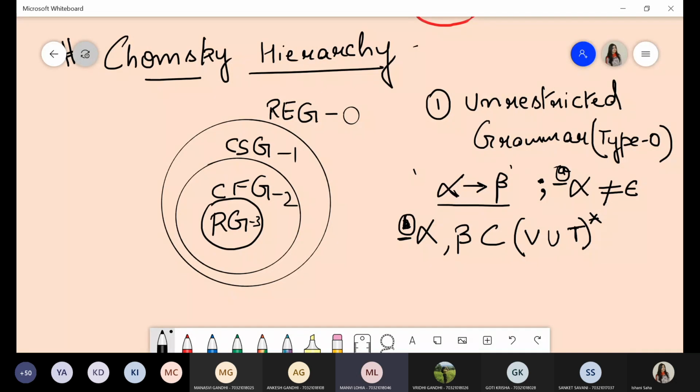Ma'am, since we put that closure sign after variables union terminals, it can be either, right? It can be null, but specifically at the same time, this is also written. That means it says beta can be null, but alpha can never be null. Okay.